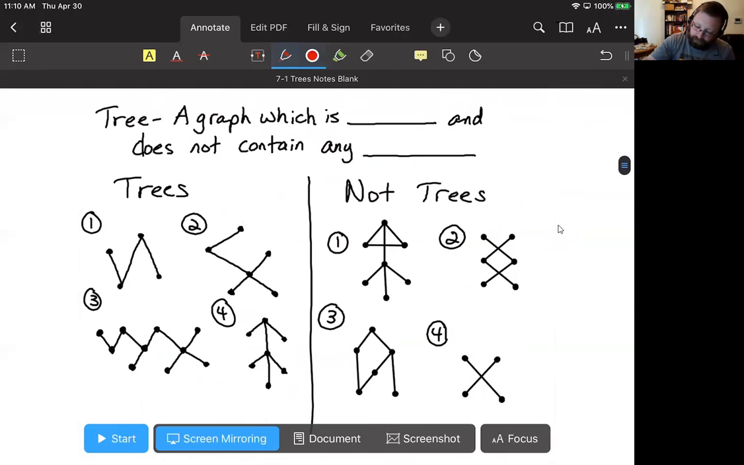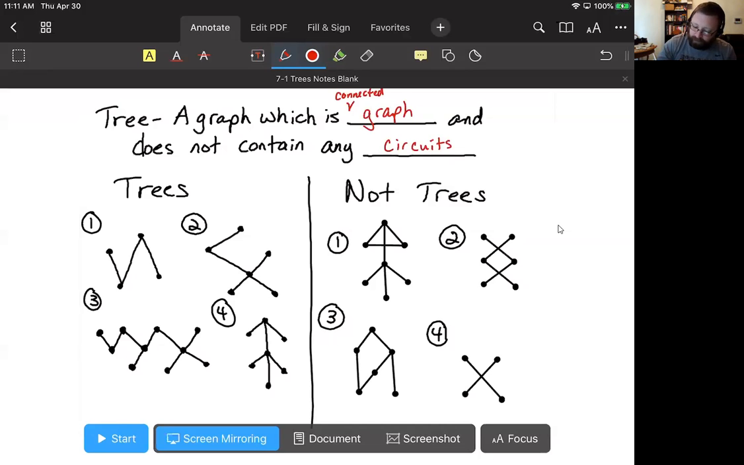So, a tree. A tree is a graph, and really we should say a connected graph that does not contain any circuits. Okay, it's a connected graph that does not contain any circuits. So on the left you'll see 4 examples there of graphs that would be considered trees. On the right, these are graphs that are not trees, and I want to talk about why they are not trees.